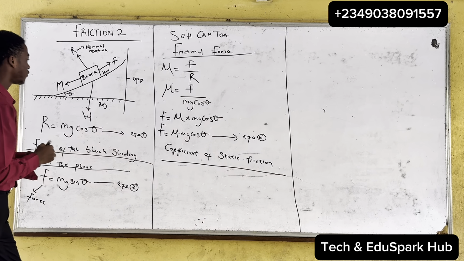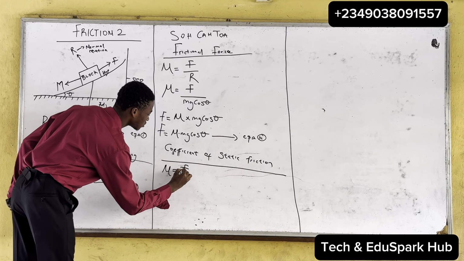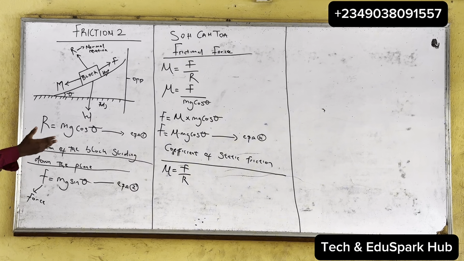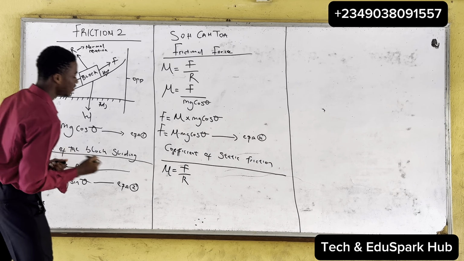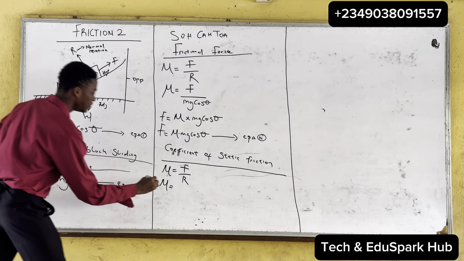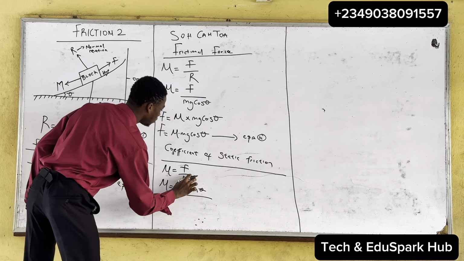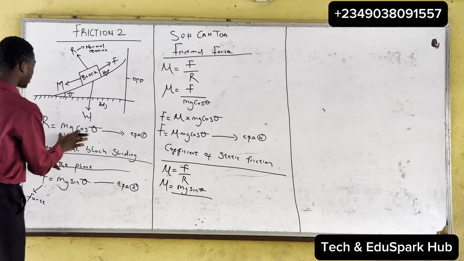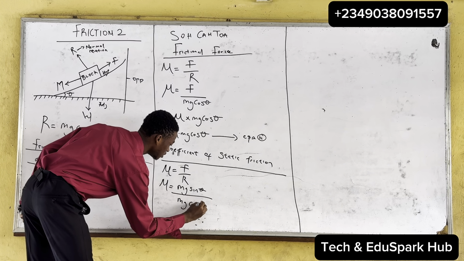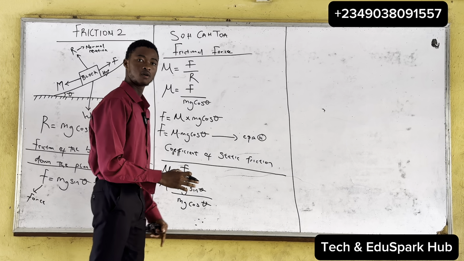So looking at the formula for coefficient of static friction, we have our mu to be equal to the frictional force over normal reaction. So in this case, coefficient of static friction of an inclined plane can be given as mu equal to, what is our force? Remember our force here is mg sin theta divided by our normal reaction. What is our normal reaction in this case? Our normal reaction is mg cos theta. So this is given as the formula for coefficient of static friction of an inclined plane.